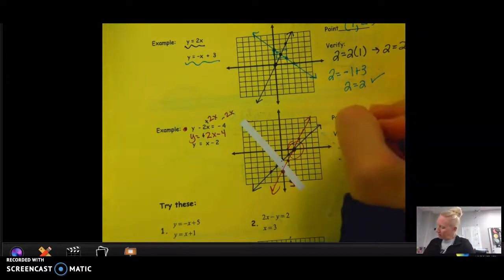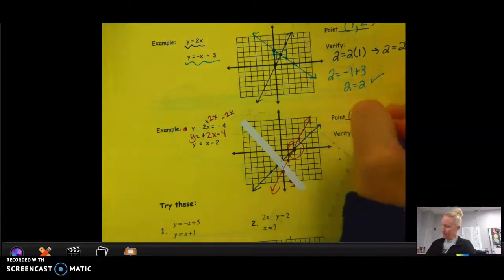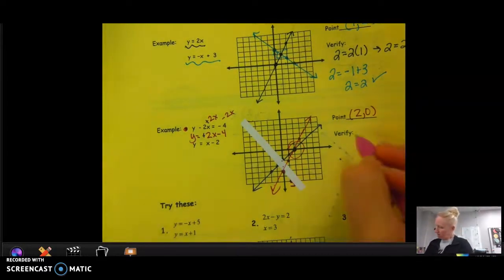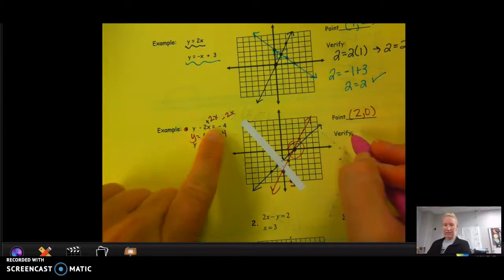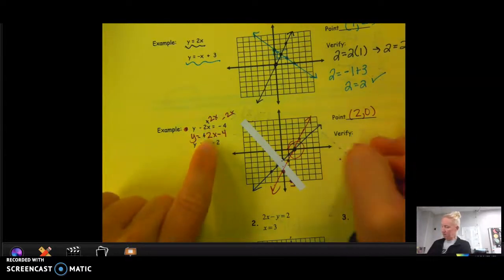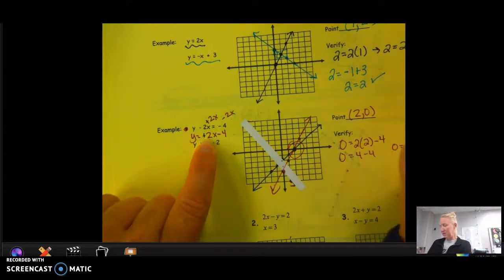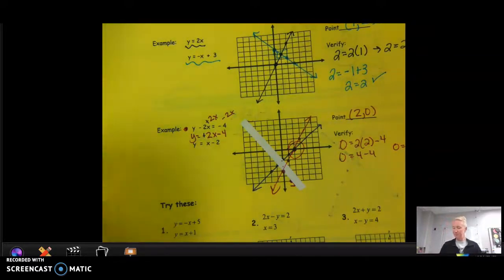So I'm getting the point (2, 0). And so now I'm going to verify this. I'm going to plug it in. I can plug it into this top equation or the one that I created. I'm just going to do it into the one I created. So 0 equals 2 times 2 minus 4. Well, 2 times 2 is 4. So I get 4 minus 4. So I get 0 equals 0. So it does check there.